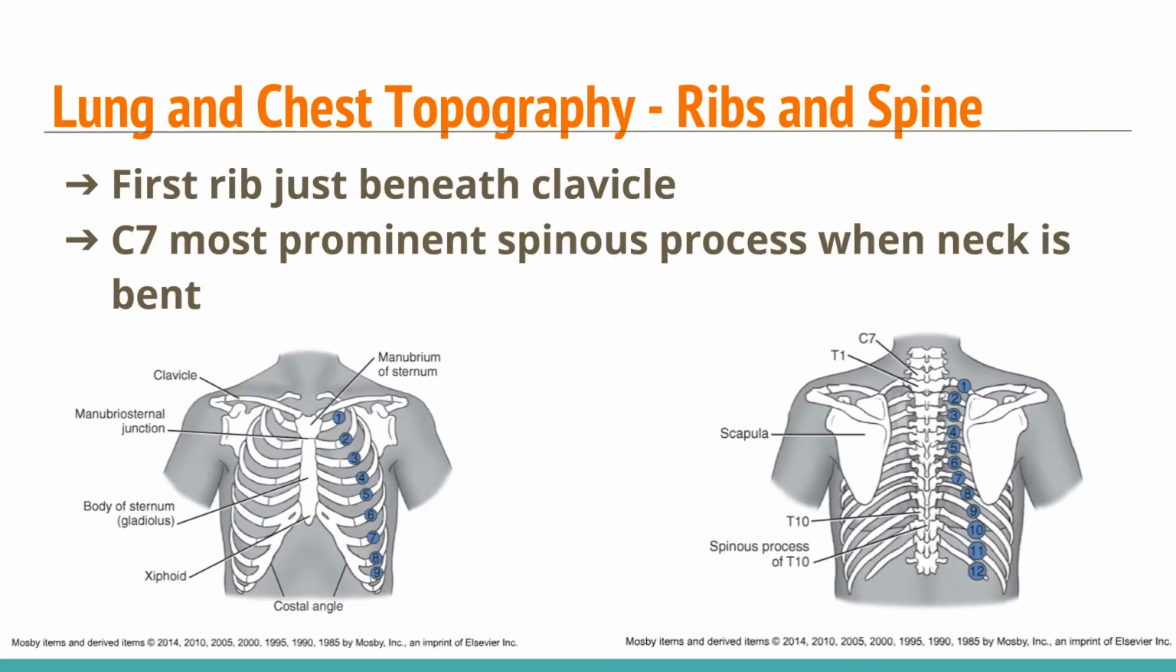All right. So looking at topography, just being able to identify different landmarks basically, and this is on page 19. So we're looking at the ribs and your spine. We're looking at where your first rib is, locating that right below your clavicle.